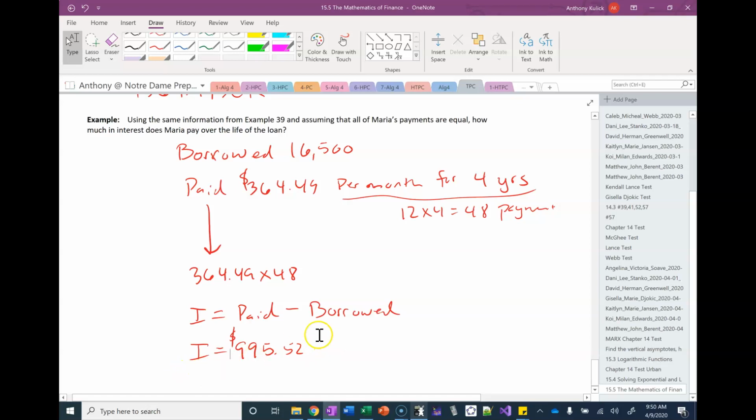But that's it. That wraps up section 15.5 as well as chapter 15 in totality. So at this point, you guys should be able to finish the homeworks for chapter 15. So that would be 139 all the way to 184.